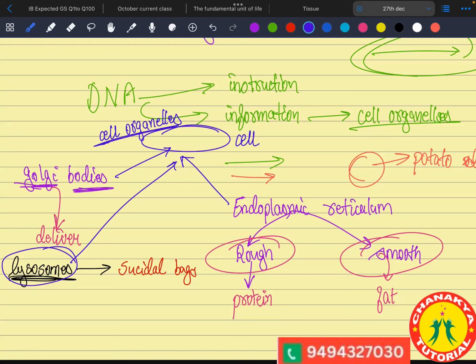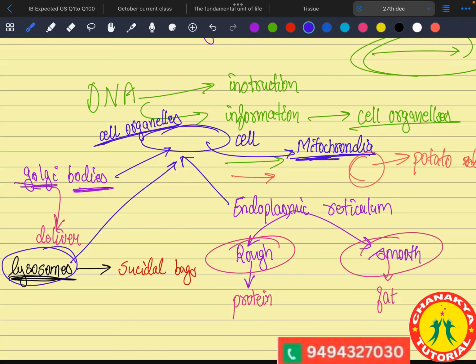These are all present inside the cell. If you have heard about mitochondria also, they're the powerhouse of the cell. Do they store the energy and fat? No, they don't store energy, they generate energy. They convert glucose into energy. Correct. So mitochondria is also a cell organelle.